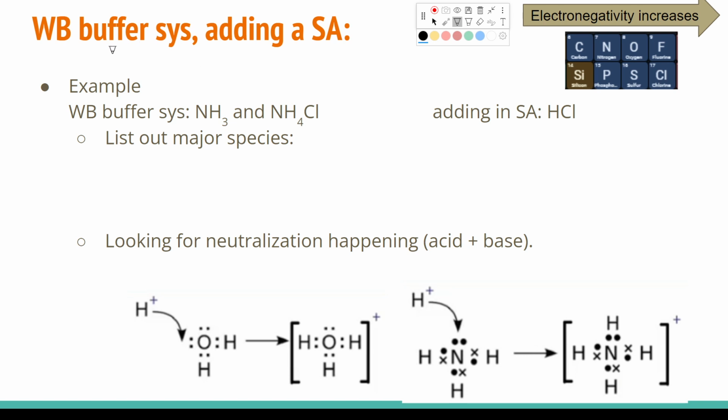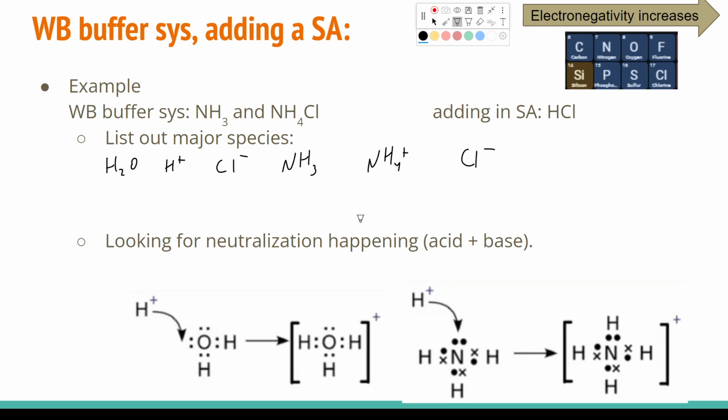So this is a weak buffer system. So we have a weak base here, and then we have the conjugate acid here in the salt because the NH4 is the conjugate acid. And so let's talk about our major species. We have water because this is all aqueous. We have the strong acid, so strong acid dissociates completely, so we have those ions. And then we have the weak base, which is the NH3. And then we have the salt, which has the conjugate acid. And then we also have the chloride ion, also from there. So notice I listed chloride twice.